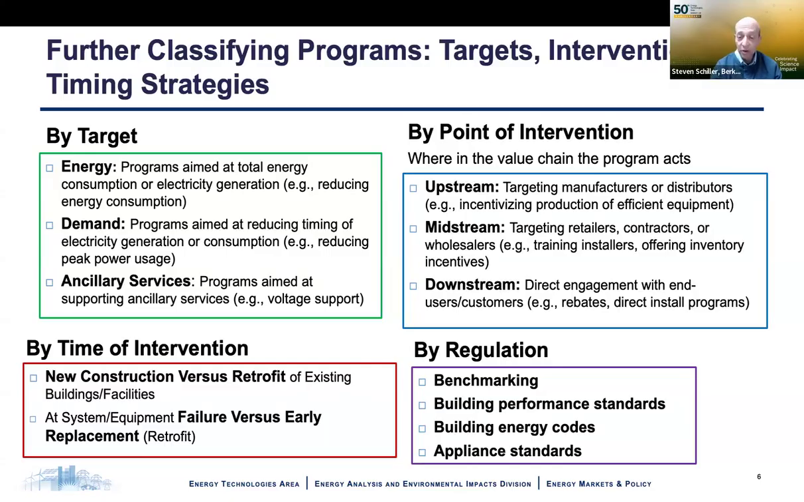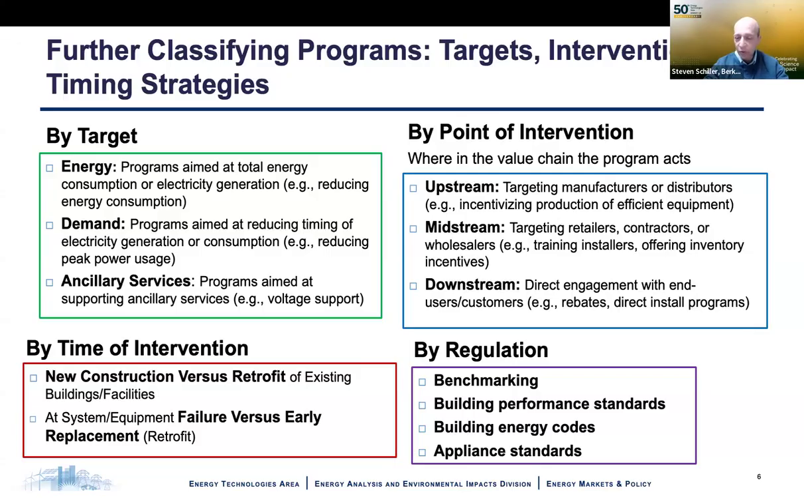By point of intervention, and I'll talk a little more about this in a later slide as well, as to whether you're looking to work with, I'll start with downstream, that's the direct engagement with the end users, the customers, the consumers, or perhaps midstream, looking, for example, with retailers, your Walgreens or your Home Depot, or contractors or wholesalers, or upstream, just really looking directly at the manufacturers or the distributors. Different points in which you can have intervention in looking to encourage the behaviors or the actions, the investments that you're looking for.